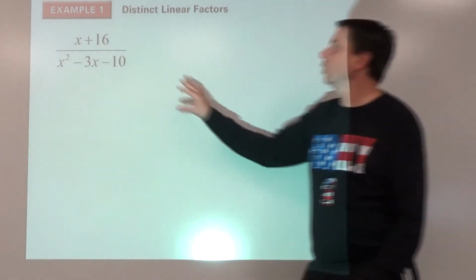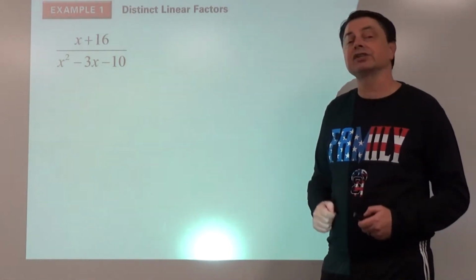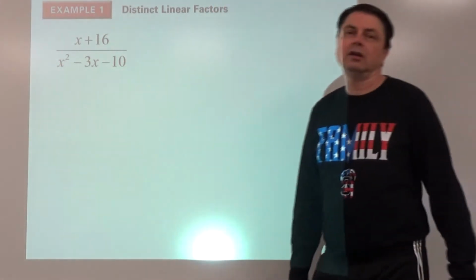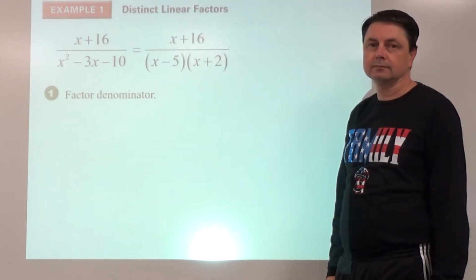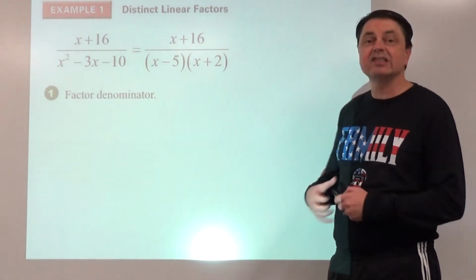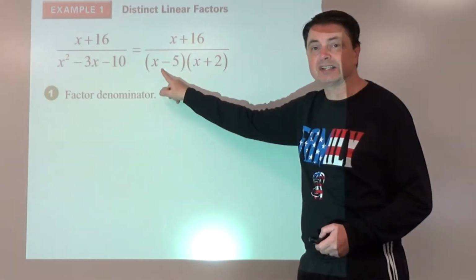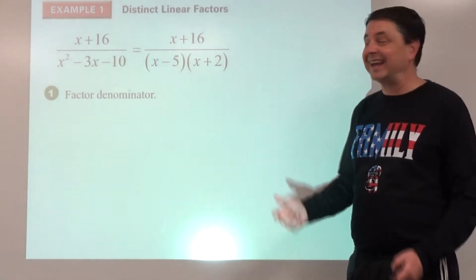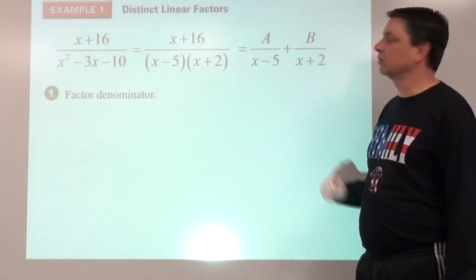So example number 1, we want to be able to break this down and have this be the sum of fractions that have linear denominators. So step number 1 is going to be to factor your denominator. And then step number 2, we're going to go ahead and split it up. At this point, the numerators, when we split it up with this as a denominator and this as a denominator, are unknown. So we'll use variables like a and b for that. So a over x minus 5 plus b over x plus 2.